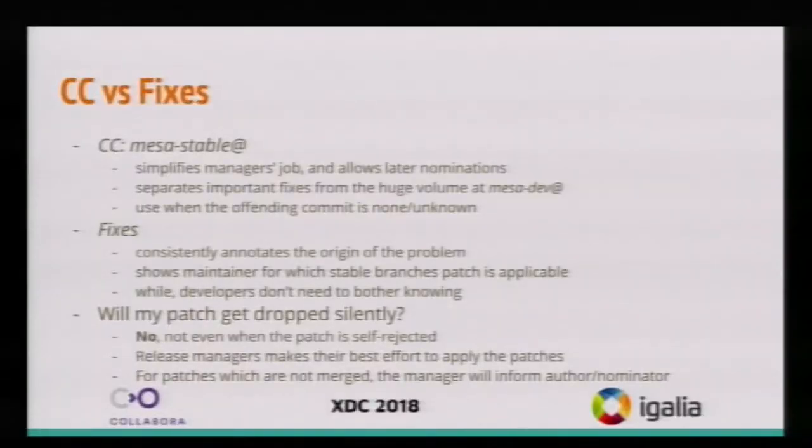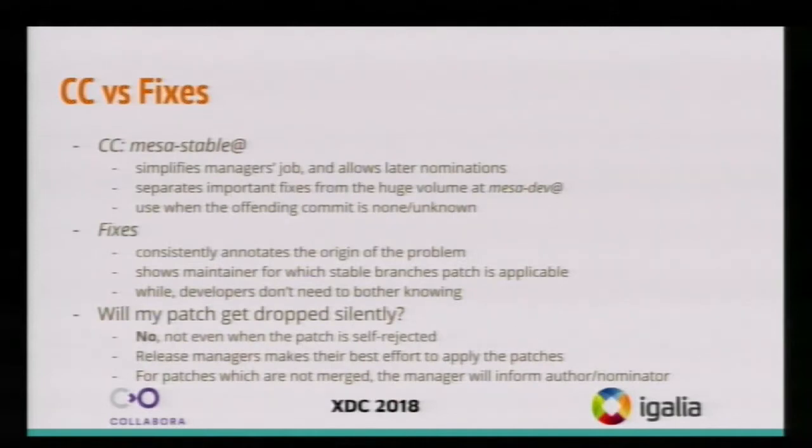Obviously, the most important question: when and how will my patch get dropped? Our intention is to not drop anything silently. Even if you self-reject patches, we have this notation of self-rejection, which, if we have some time at the very end, I'd like to see how many people are using and how many think we should keep or drop, since that is causing a bit of confusion every now and then. Our best intent is to apply everything, but as I said, we're human. Sometimes there is a typo in the nomination, sometimes we miss something. Mistakes happen. Even with the best of tooling, there will be mistakes.